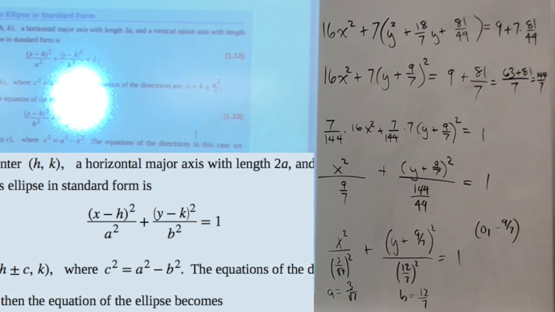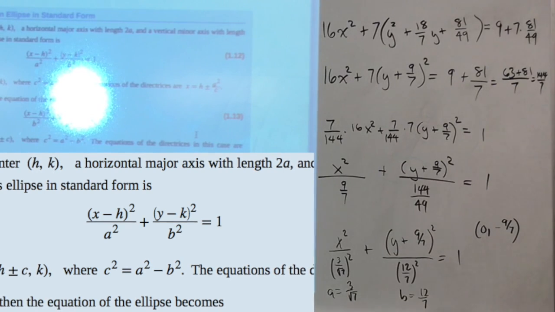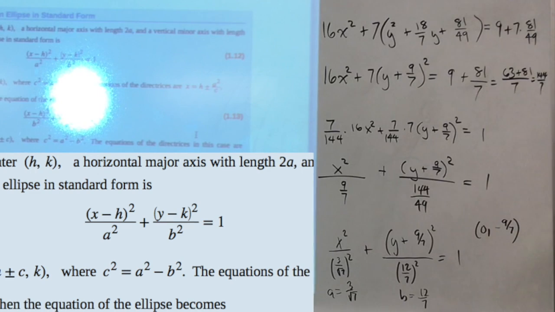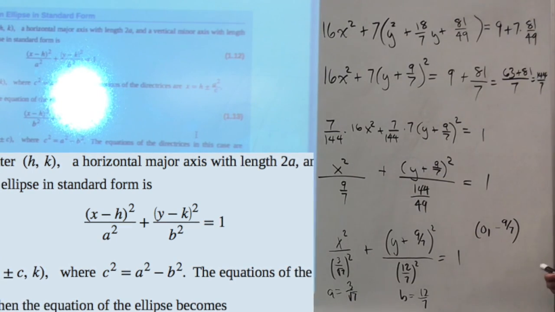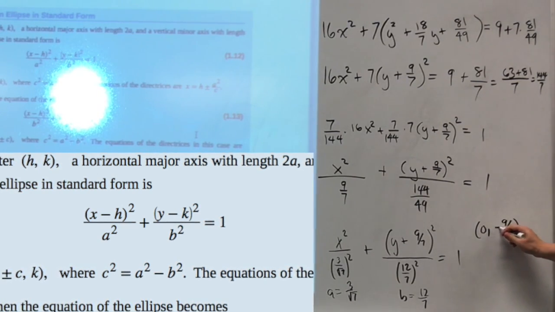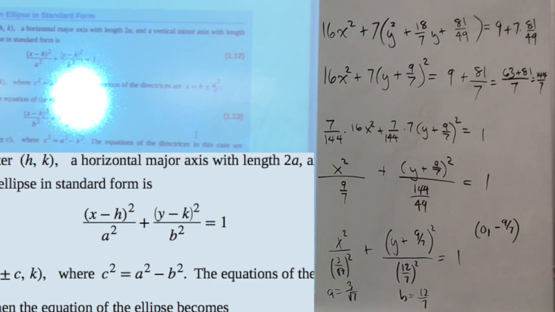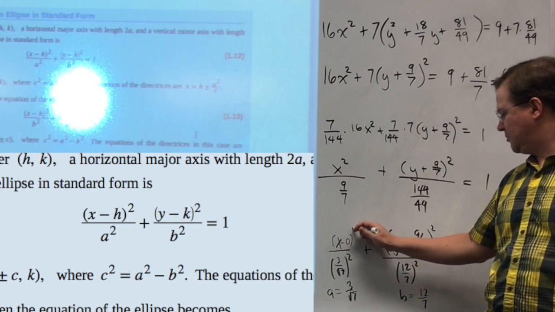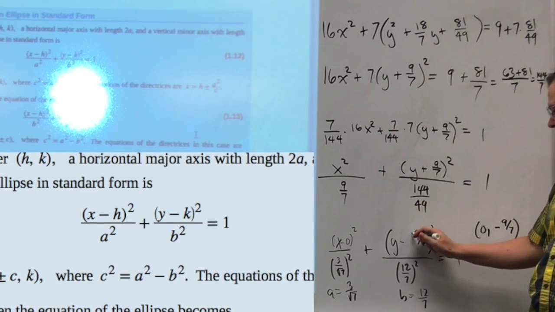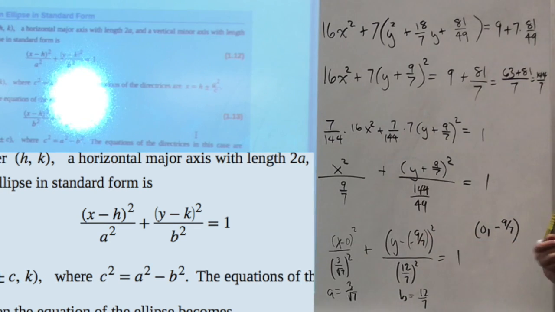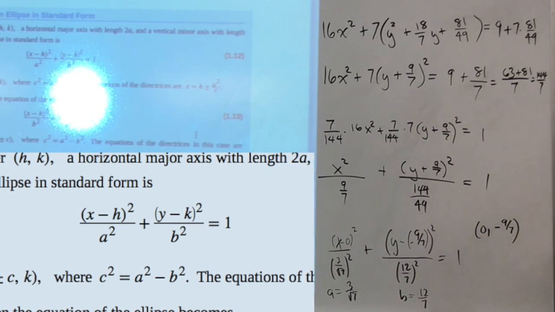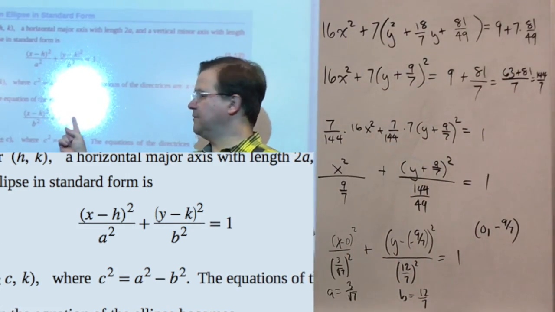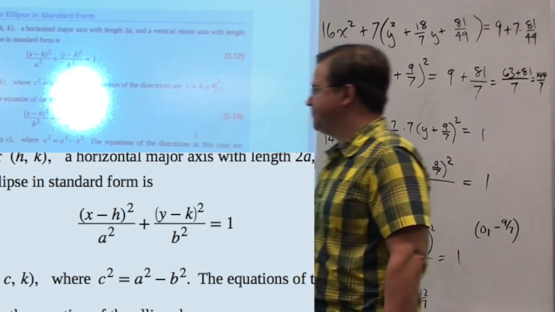Maybe I was writing as you said. The center is at 0, negative 9/7. That's right, because it's on the y. Yeah, because you think of this as being x minus 0 squared and y minus negative 9/7 squared. So you can see how the center is reading off H and K.